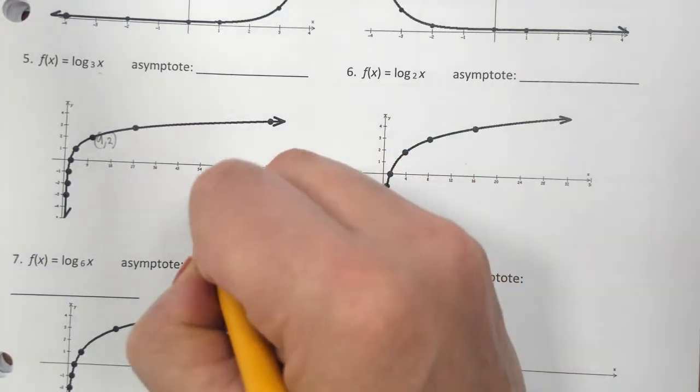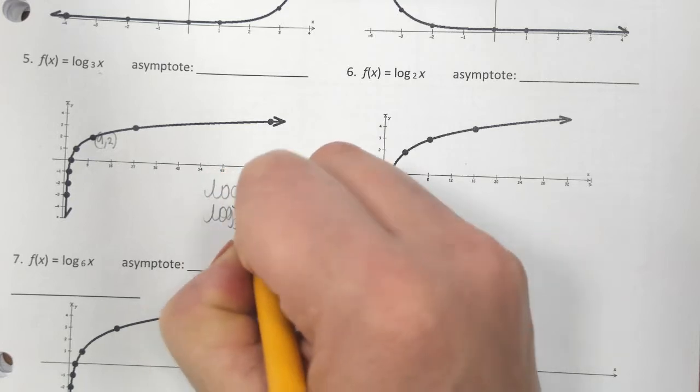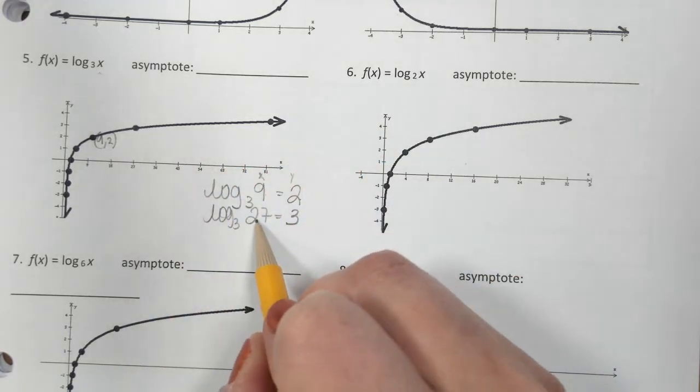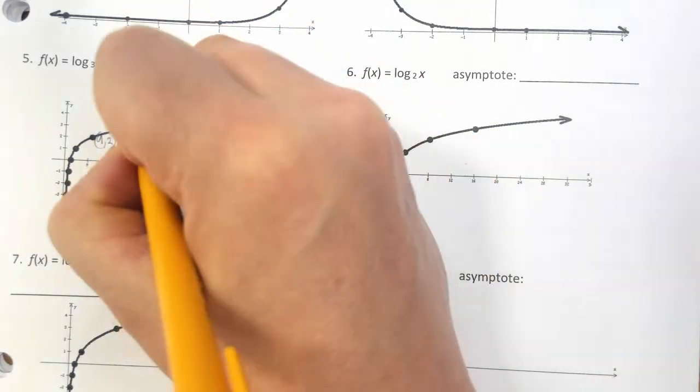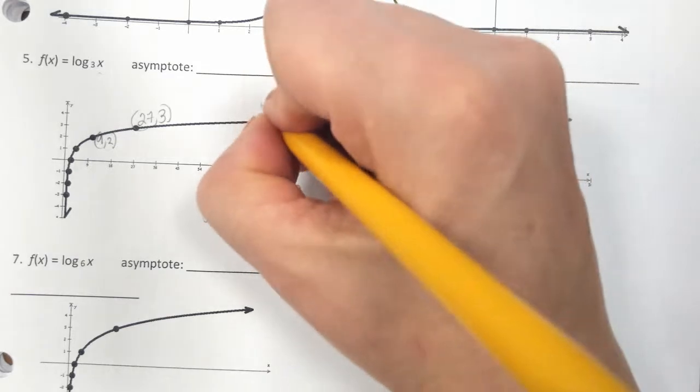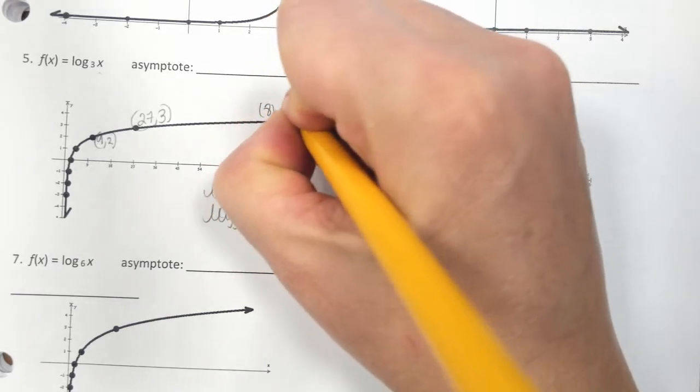Okay, so what if I had log base 3 of 27? That would equal 3. So now my x is 27 and my y is 3. So that's this point right here. And you can even go all the way over here to 81 comma 4.